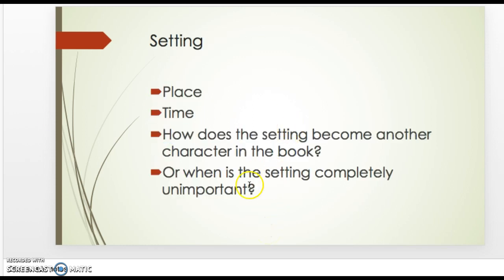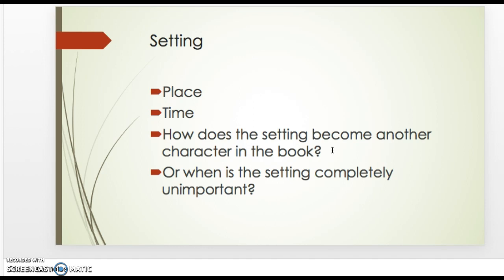So we'll look at setting. In general, the setting includes the place and the time, but often people forget about time and they just include, when they describe the setting, they describe the place. But we must always know when this story is taking place. Looking for things within the book is, how does the setting become another character in the book?